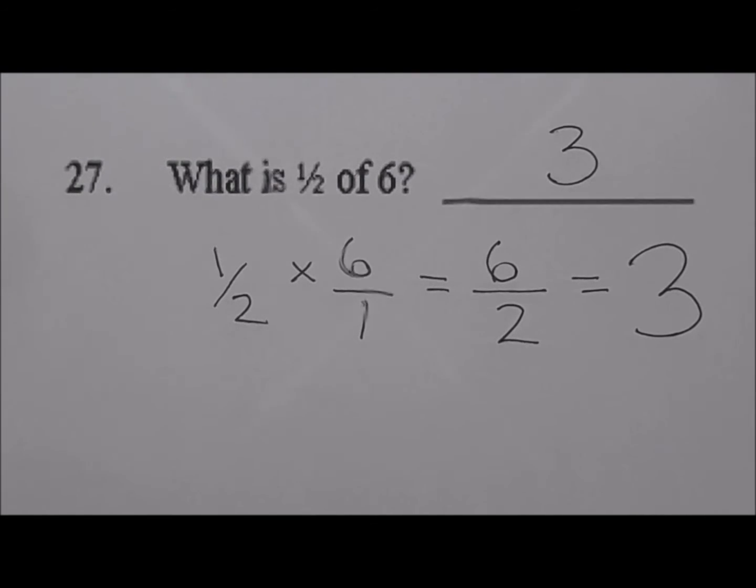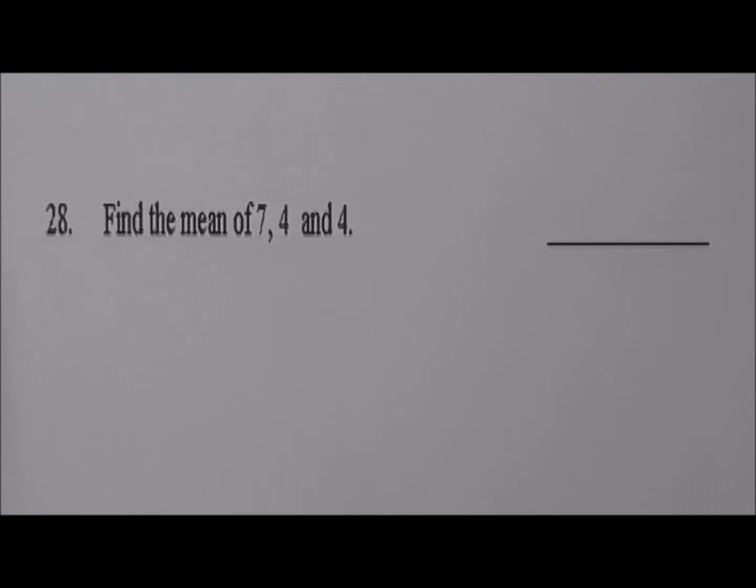Okay, let's move on to number 28. Can you read number 28? Find the mean of 7, 4, and 4. And what's another word for mean? Average. So you're finding the average of those 3 numbers.